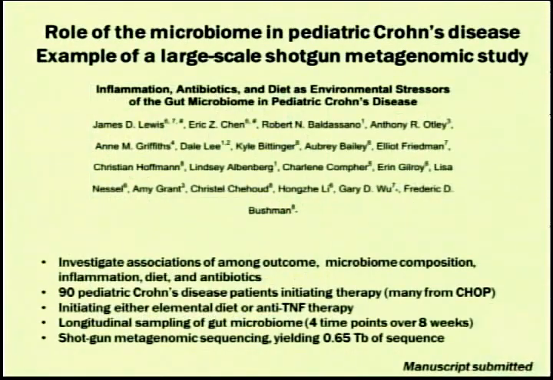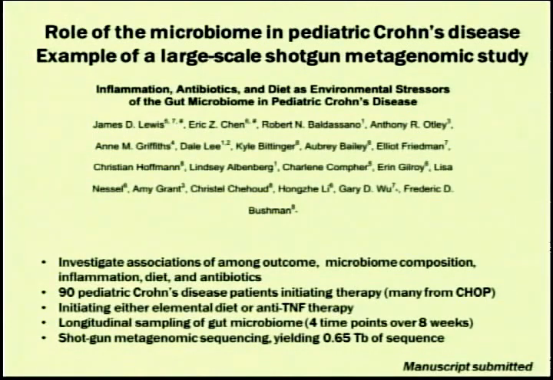Okay, so let me show you now a more complicated example, this being a shotgun metagenomic study over a large data set. And so this is the other extreme, a not at all simple study of human subjects. Here we are investigating the associations among outcome, microbiome composition, inflammation, diet, and antibiotics. This is led by Gary, me, Jim Lewis, Bob Baldesano, and a host of collaborators shown here.